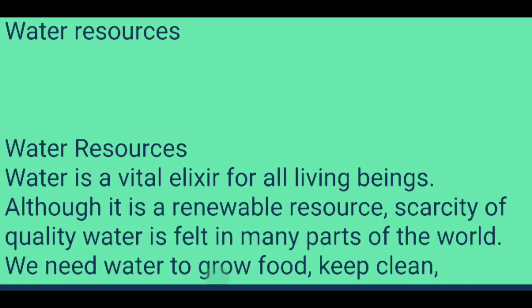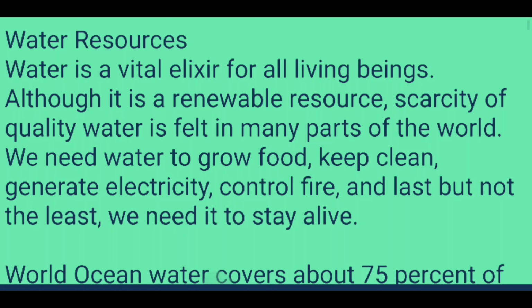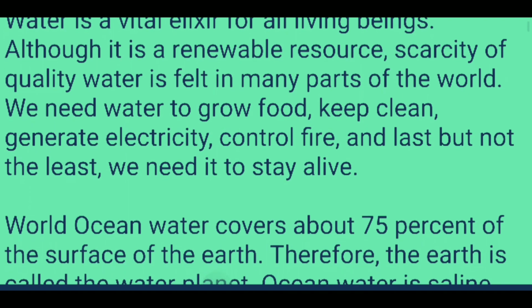Student, let us discuss today the topic water resources. Water is a vital auxiliary for all living beings, although it's a renewable resource. Scarcity of quality water is felt in many parts of the world. We need water to grow food, keep clean, generate electricity, control fire, and last but not the least, we need it to stay alive.